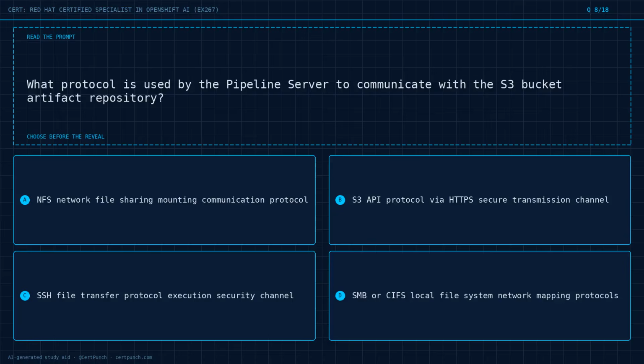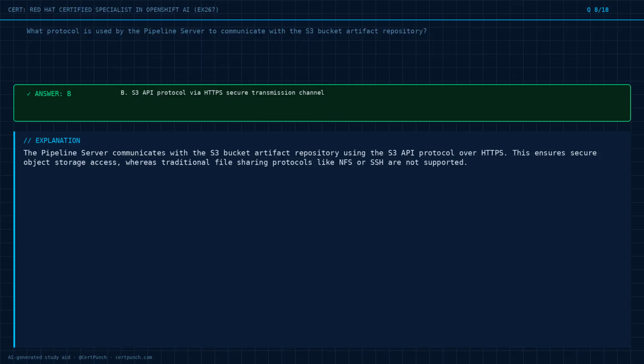Make the call before the reveal. The correct answer is option B. S3 API Protocol via HTTPS Secure Transmission Channel. Why it works? The pipeline server communicates with the S3 bucket artifact repository using the S3 API protocol over HTTPS. This ensures secure object storage access, whereas traditional file sharing protocols like NFS or SSH are not supported.